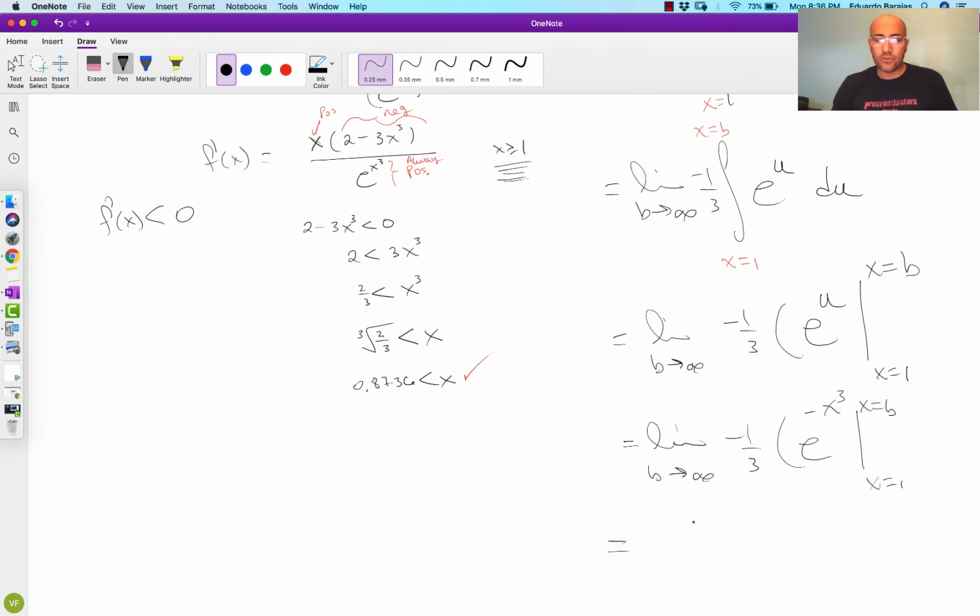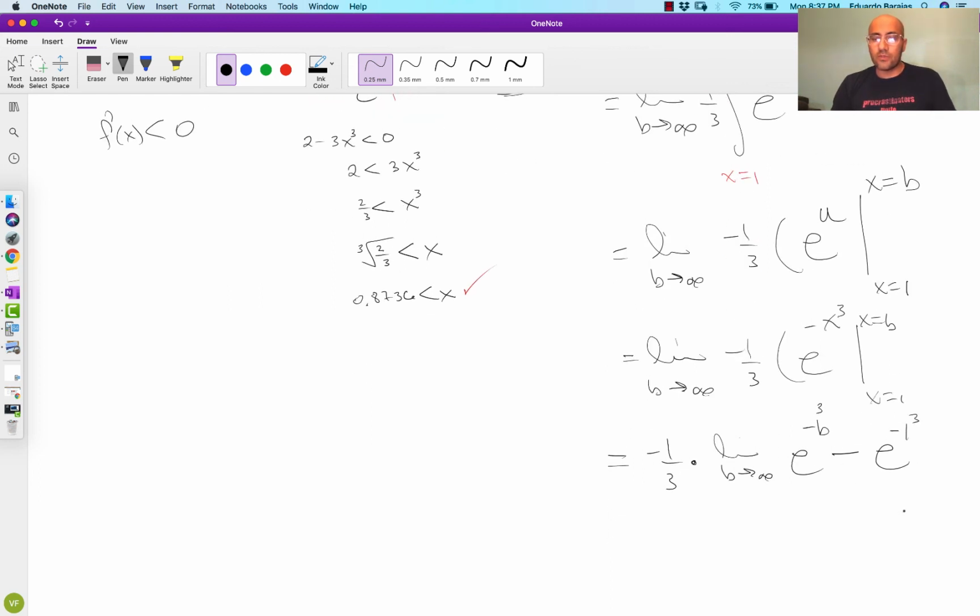So this is equal to, let's factor out that constant, negative 1/3 times the limit as b goes to infinity of e to the negative b cubed minus e to the negative 1 cubed. Okay, so 1 cubed is 1, e to the negative 1. And here we have b is growing, b cubed becomes even bigger, and so we have e to the negative, a really big negative number.